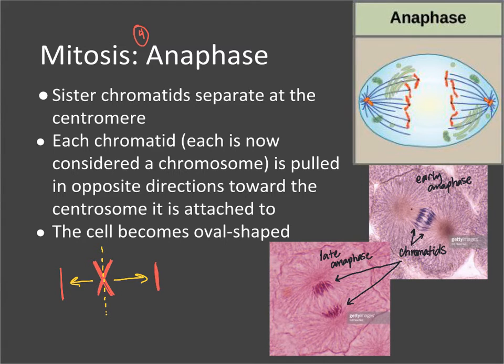You can still see those spindle fibers coming up from the centrioles, and it's those fibers that are actually pulling the chromosomes away from each other. Notice that the nuclear membrane is still gone and the cell membrane is still there. The cell also starts to elongate, going from a round cell to a longer cell. This is important because in the next step, the cell is actually going to start to divide in two.